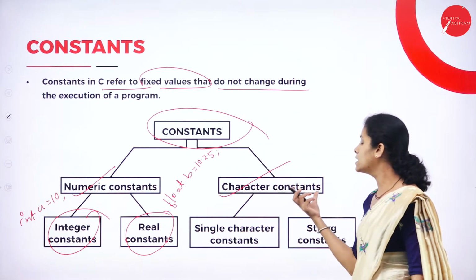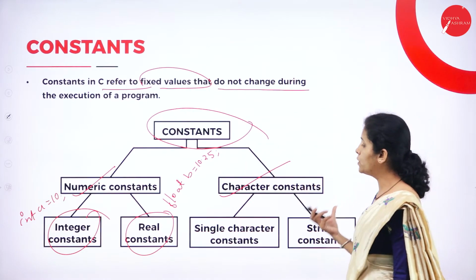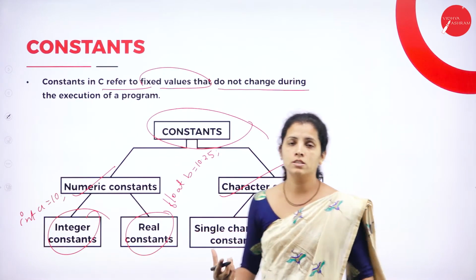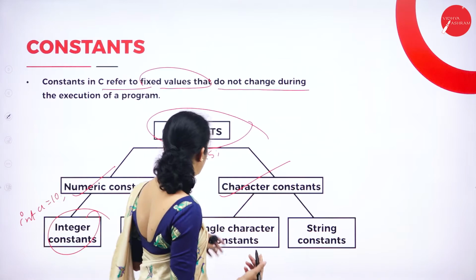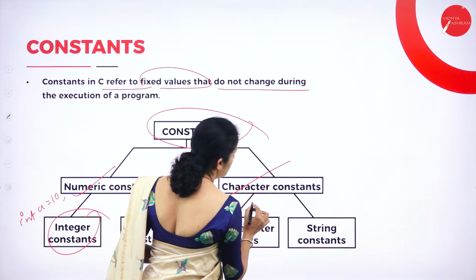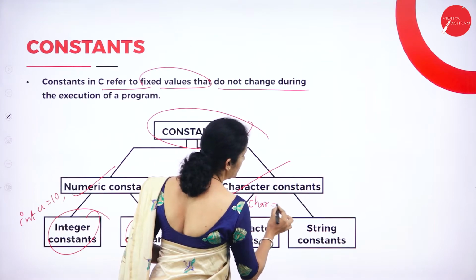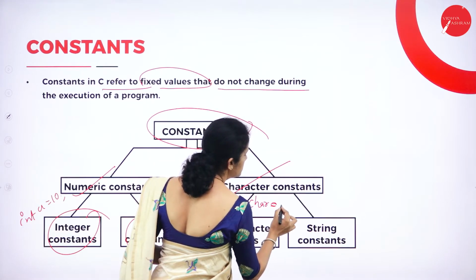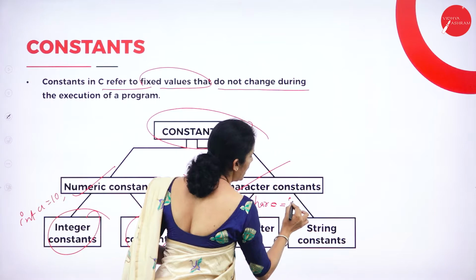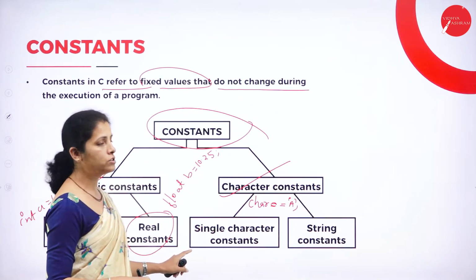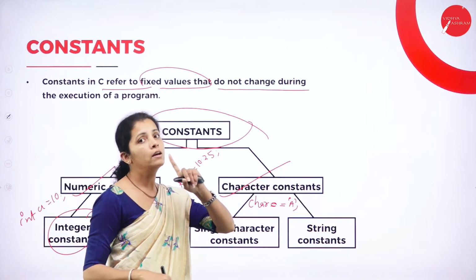And if I consider character constant, I'm going to have two types: single character constant and string constant. So what is a single character? For example, if I want to write the grade, I'll write char C = 'A'. So this is the example for a single character constant, as I'm having only one character.